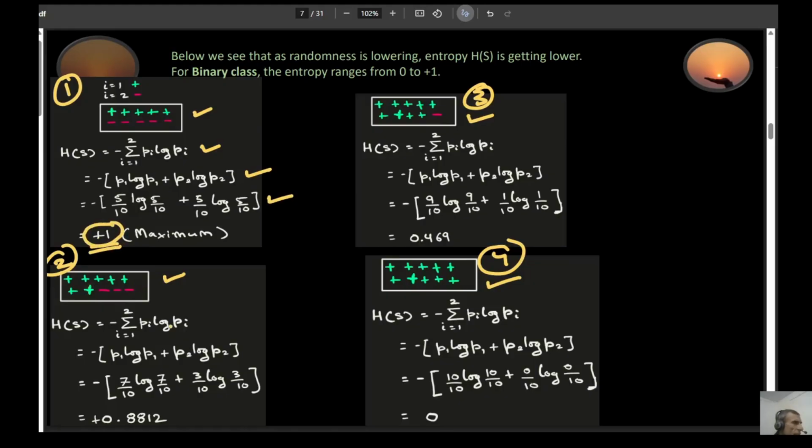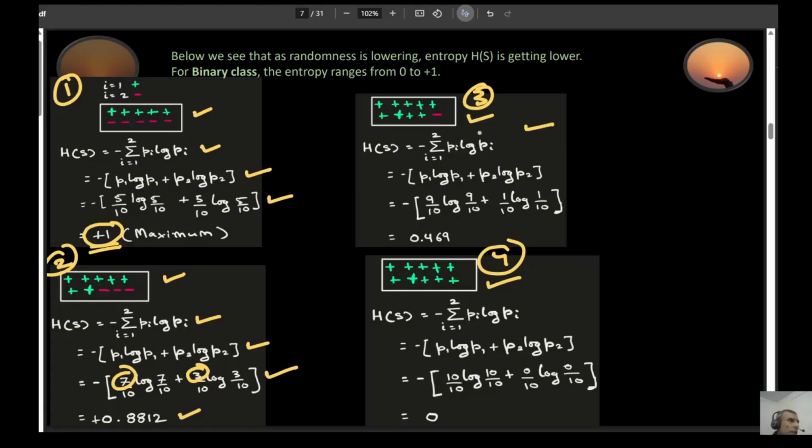Let's look at this case right here. I'm using the same formula right here. In this case, my P1 would be the probability of getting a plus. Well, how many plus do you see over here? 7. 1, 2, 3, 4, 5, 6, 7. So it's 7 divided by 10, that's going to give you the probability of plus, and likewise, probability of minus would be 3 over 10. So this would be 3 over 10. Substituting your value, your answer comes out to be 0.8812.